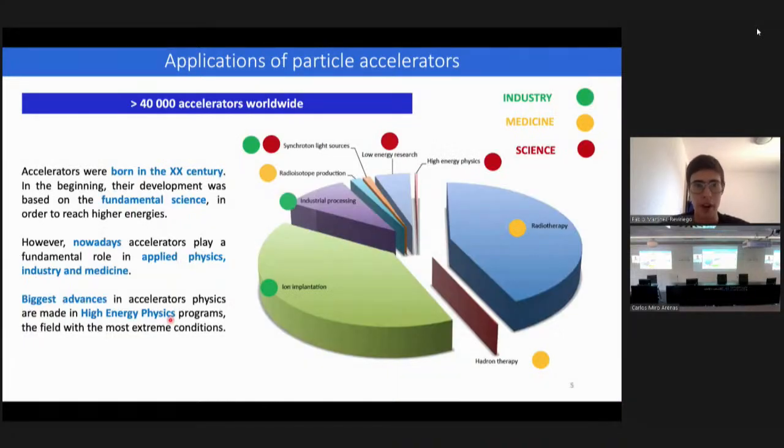Currently there are more than 40,000 accelerators worldwide. And even though accelerators were born in the 20th century basically as a tool to do research in fundamental science, in high energy physics, this is a very small portion right now. Nowadays, you can see that most of the accelerators are used in industrial processes and also in medicine. You can see here and here. However, the biggest advances in accelerator physics are still made in this small portion over here, because it's the field where the most extreme conditions are needed.